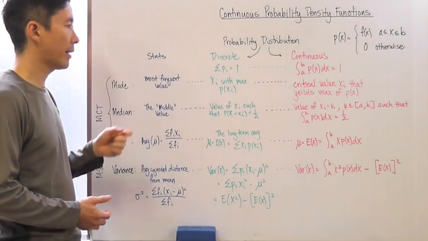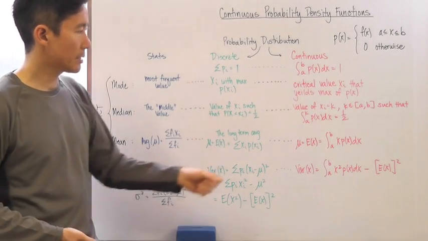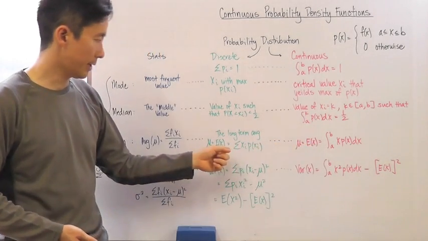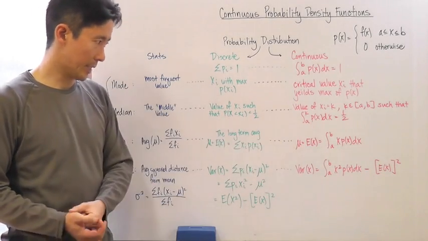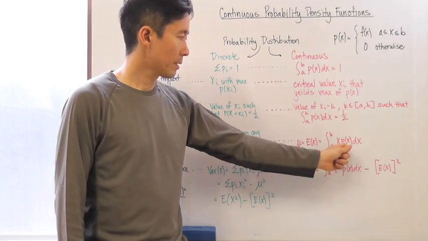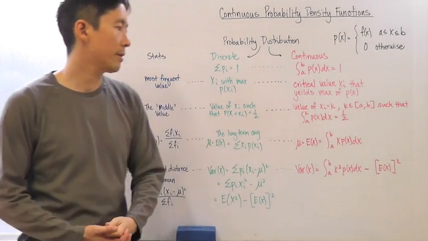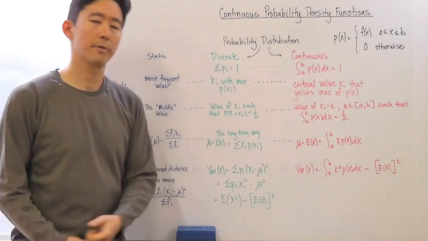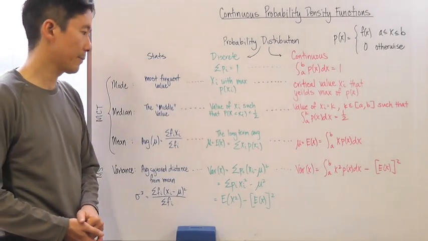Now, with regards to the mean, notice that the mean is going to be exactly the same thing except that instead of the discrete case, we're talking about the continuous case. So what we're doing again is we're just taking the x value, multiplying it by its associated probability and integrating from a to b, and again that is going to provide us with the mean value or the expected value.